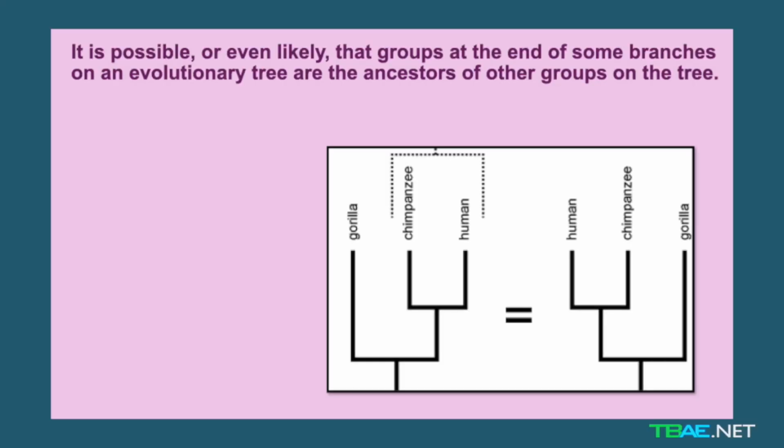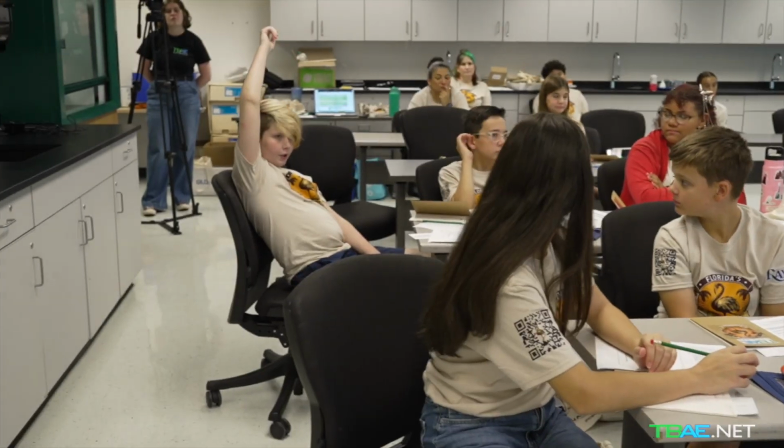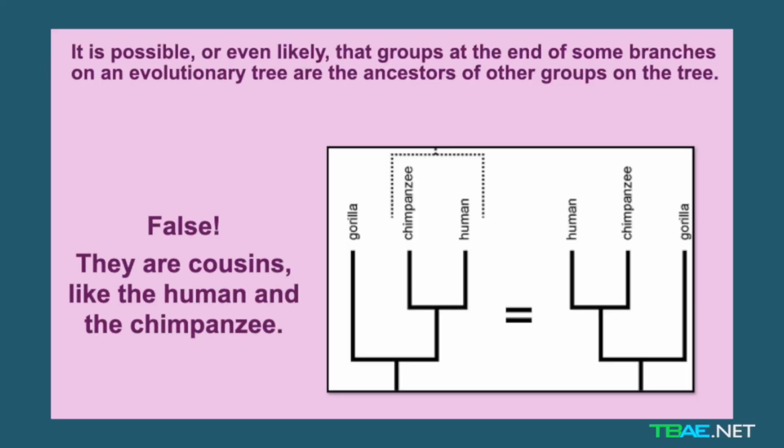Here's a really important question, and something a lot of people misunderstand. Can the chimpanzee be the ancestor of the human? Is it possible that one at the end of the tree be an ancestor to something else on the tree? What do you think, Miles? That's false. They're more like cousins. It's like you and your first cousin and your grandparents. You didn't come from your cousin. You came from a common ancestor, your grandmother or your grandfather.